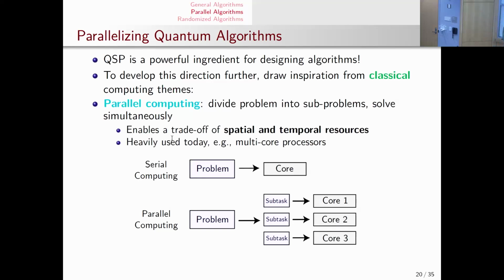And what's nice about this is that it enables a trade-off between whatever spatial and temporal resources we have, so that we can parallelize a computation over many clusters or many cores on our computers. And it's also very heavily used today in my laptop and in my phone. And so the natural question is, how about we parallelize quantum processing? And is there an intuitive way to do so?